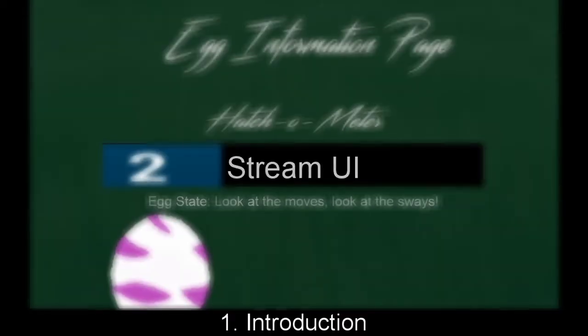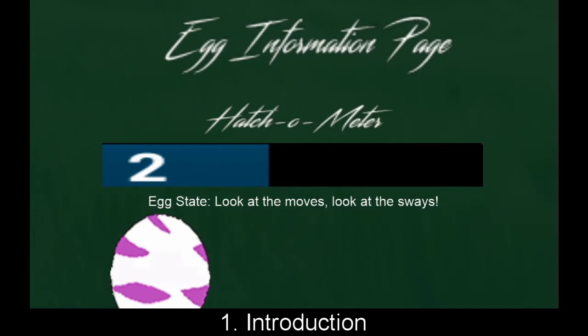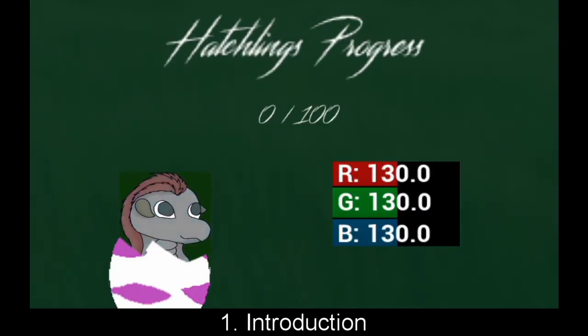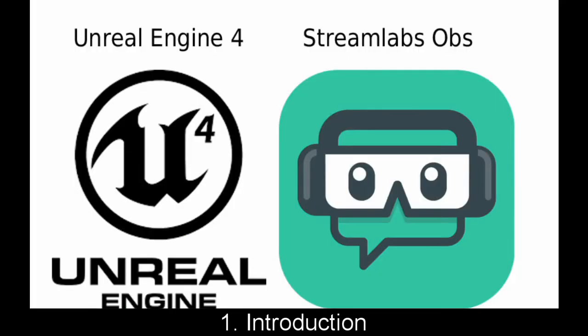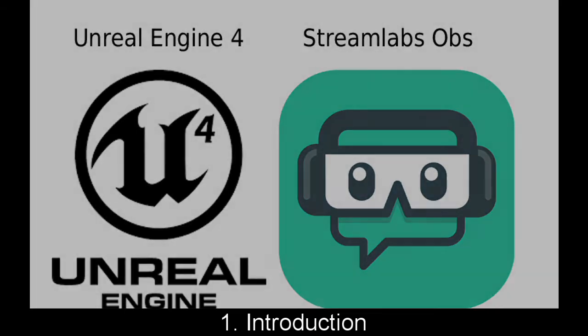In the last video I showed you how I set up simple bars and implemented them into Streamlabs OBS. Today I'm going to show some more blueprints to make the bars more impressive and versatile. In this video I'll also be using Unreal Engine 4 and Streamlabs OBS.